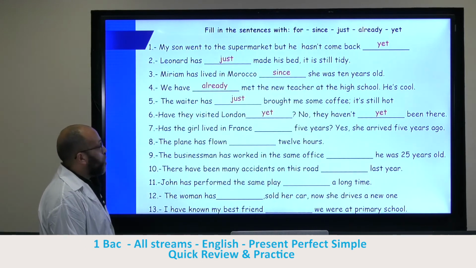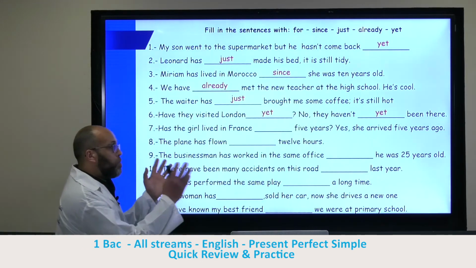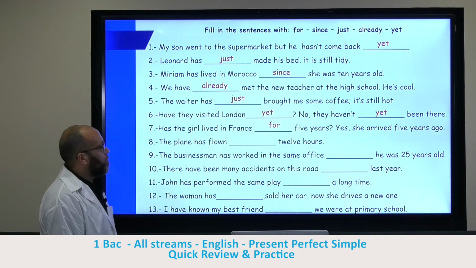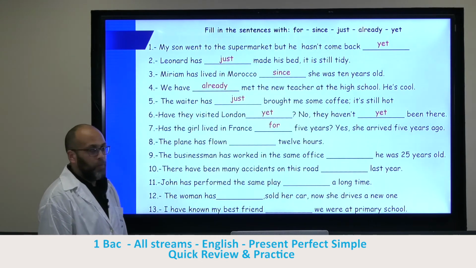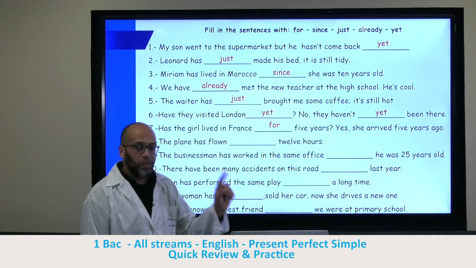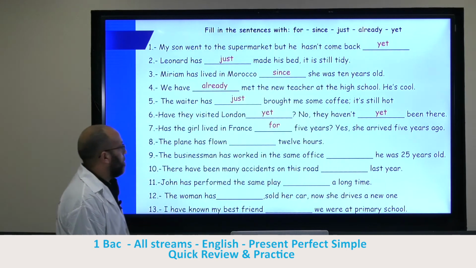Has the girl lived in France for 5 years? 5 years is a period of time. So we say for 4 or 5 years. Yes, she arrived here 5 years ago. Be careful with that verb. She arrived when? 5 years ago. That's why the verb arrived is in the past simple.